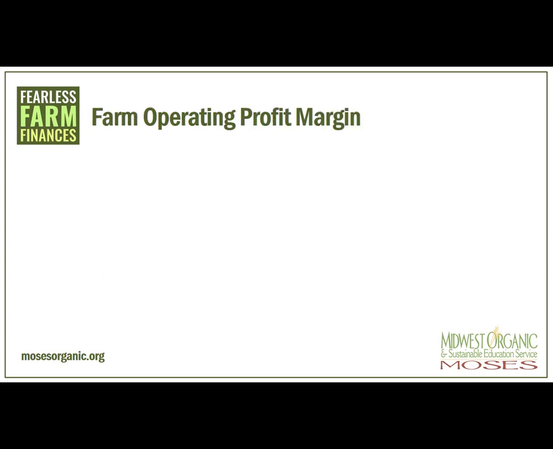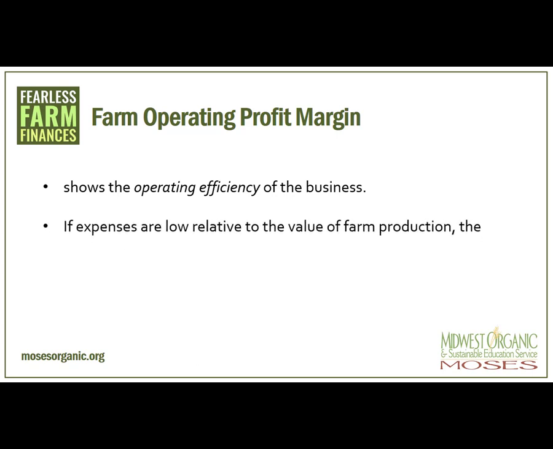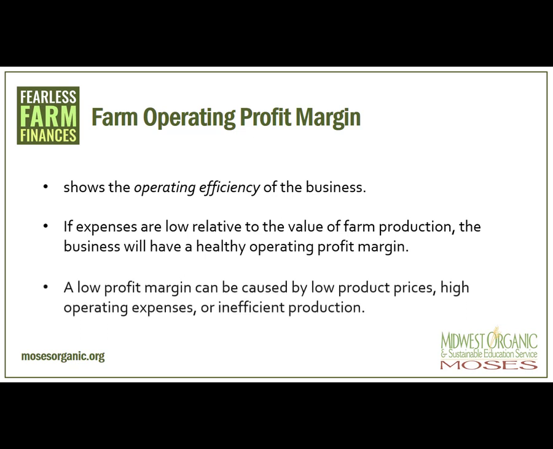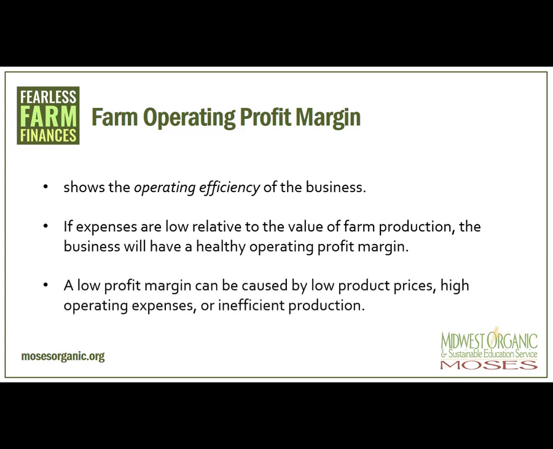So let's jump to the farm operating profit margin. Our farm operating profit margin shows the operating efficiency of the business. So if expenses are low relative to the value of farm production, the business will have a healthy operating profit margin. So low profit margin can be caused by low product prices, high operating expenses, or inefficient production.